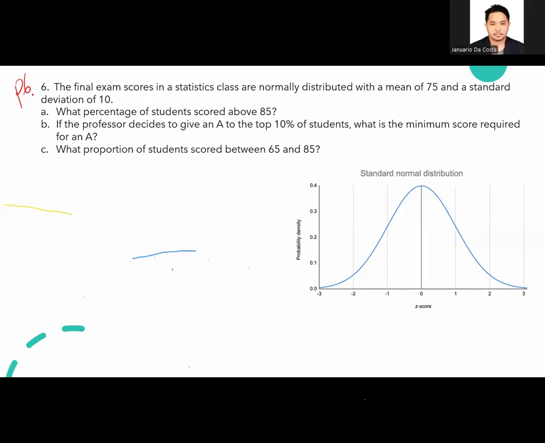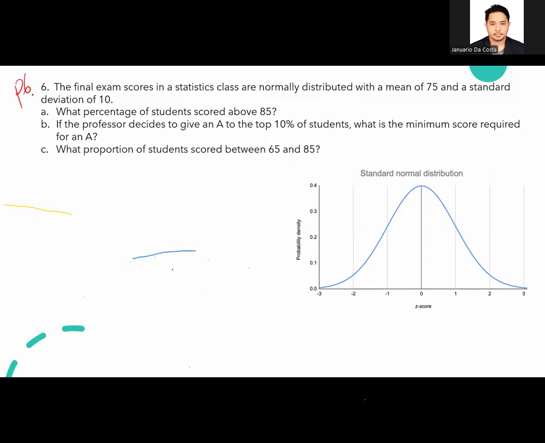The final exam scores in a statistics class are normally distributed with a mean of 75 and a standard deviation of 10. What percentage of students scored above 85 if the professor decides to give an A to the top 10% of the students? What is the minimum score required for an A? What proportion of students scored between 65 and 85? You can use this concept of probability distribution to find that. All right, so that's homework number 8, problem 1 to problem 6.